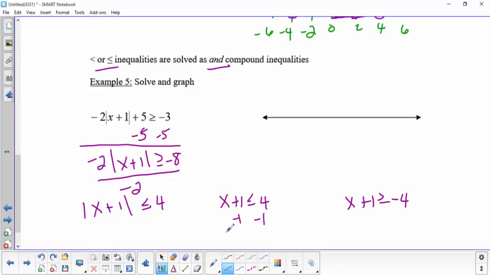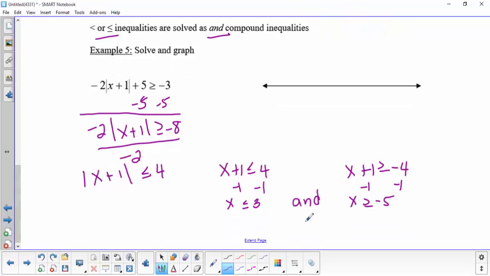So if I subtract 1, I get x is less than or equal to 3. If I subtract 1, I get x is greater than or equal to -5. So I want all numbers that are less than 3 and greater than -5. So I can put the word and in between here, and that's one way to write the answer. The other way to write the answer is I can start with -5 is less than or equal to x, which is less than or equal to 3. And now I've written it as one single statement rather than having to use the word and. And it's clear that x is going to be between 3 and -5.